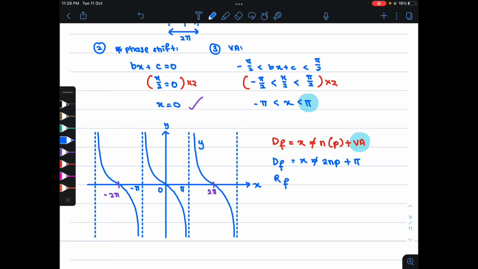And for range, it's going to be from -infinity until +infinity. So that's how you find the domain and range for this question.